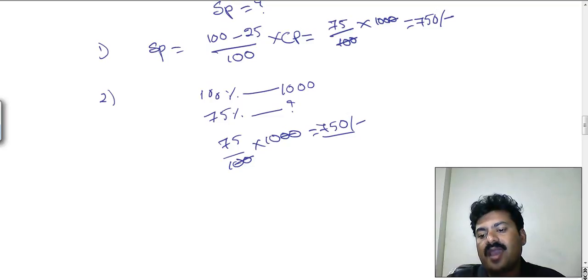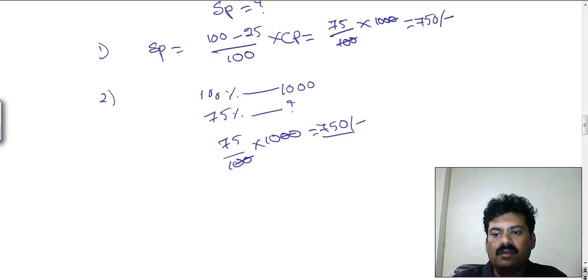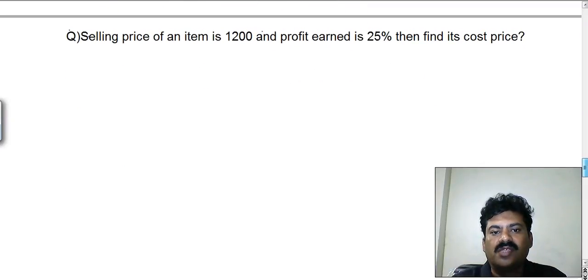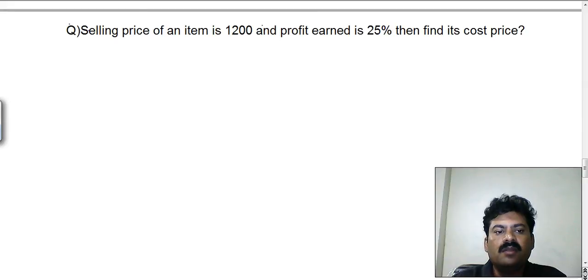Now we'll see one more situation wherein selling price has been given to you, gain percentage has been given to you. We need to find out cost price. In the next example, we are trying to find that type of situation. Please look into this example. In this example, the selling price of an item is given as 1200 and profit earned is 25%. Then find its cost price.